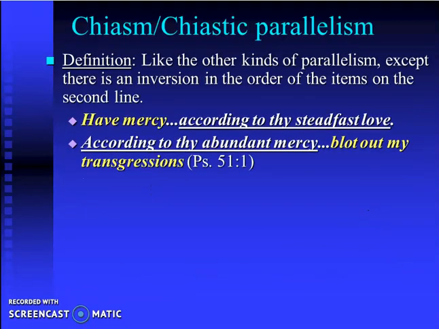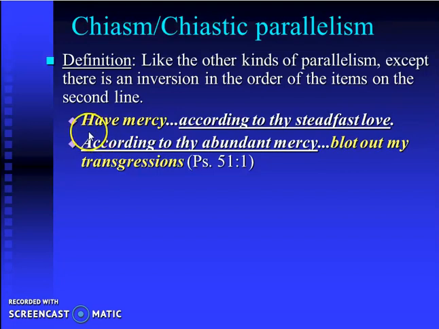The next category is chiasm or chiastic parallelism. And we've seen chiasm as a structuring device in certain passages already. Chiastic parallelism is like other kinds of parallelism, except there is an inversion of order of items in the second line. One clear example of that would be Psalm 51 and verse 1. Have mercy upon me, O God, according to your steadfast love, according to your abundant mercy, blot out my transgressions.